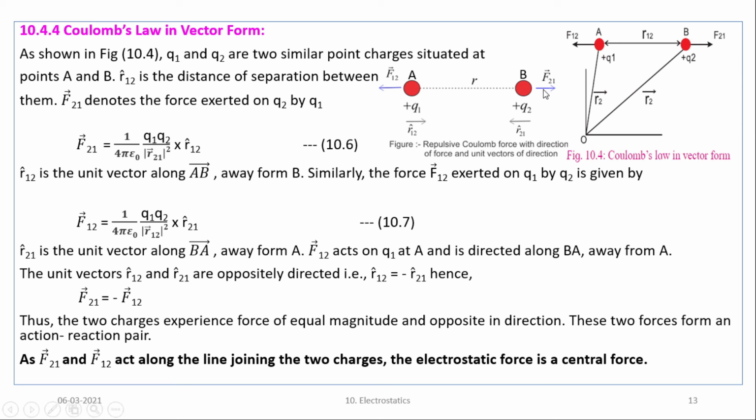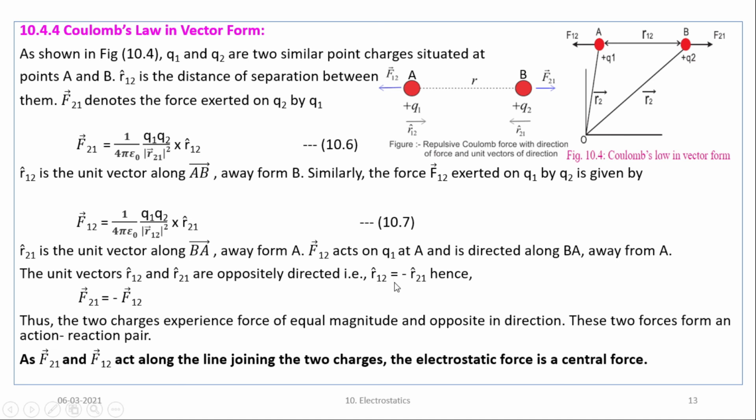Let us find out F21 bar equal to 1 upon 4 pi epsilon naught Q1 Q2 upon mod R21 bar square into R12 cap, where R12 cap is the unit vector along AB directed from A to B. Now find out the force F12 bar equal to 1 upon 4 pi epsilon naught Q1 Q2 upon mod R12 bar square into R21 cap, where R21 cap is the unit vector along BA directed from B to A.